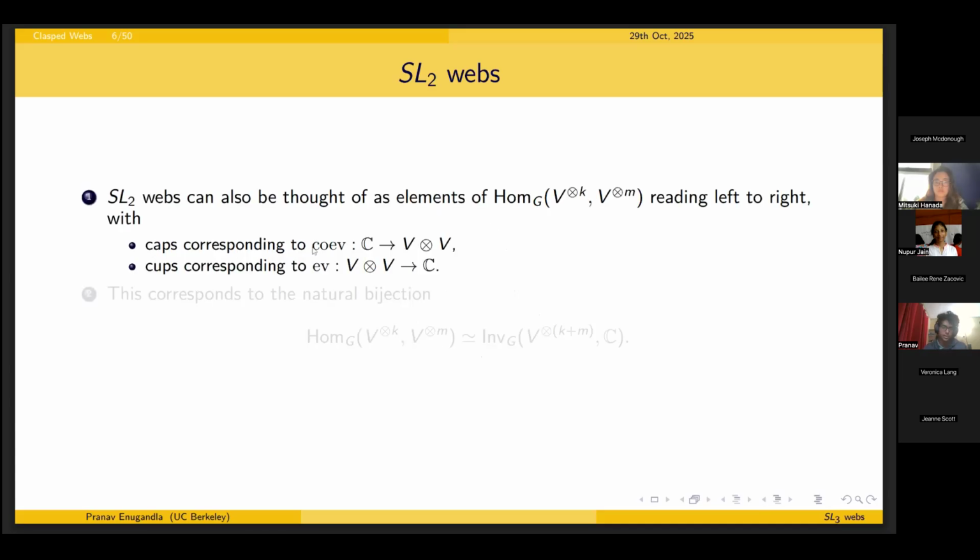And caps correspond to co-evaluation, cups correspond to evaluation, whatever that means. But for SL2, V is its own dual, so you get these natural maps from the trivial representation to V tensor V, and also conversely. And just by some dualizing argument, this Hom space is naturally in bijection with sending over the V tensor M to the other side, and V is its own dual. So that's what lets us think about these invariants as actually like morphisms.